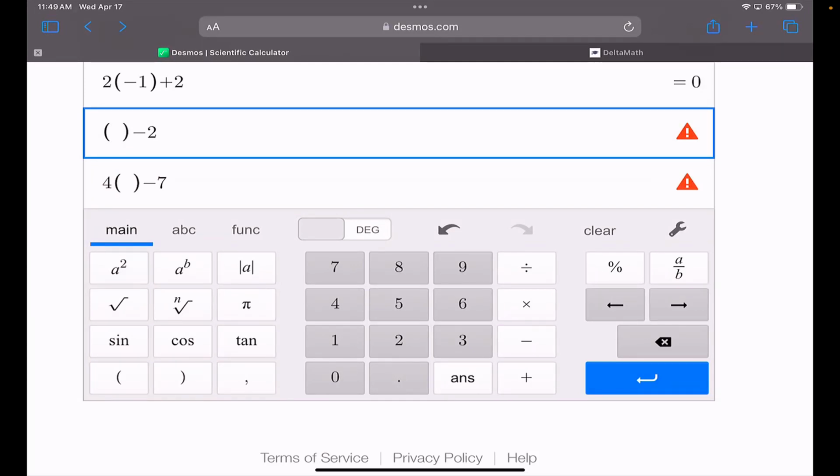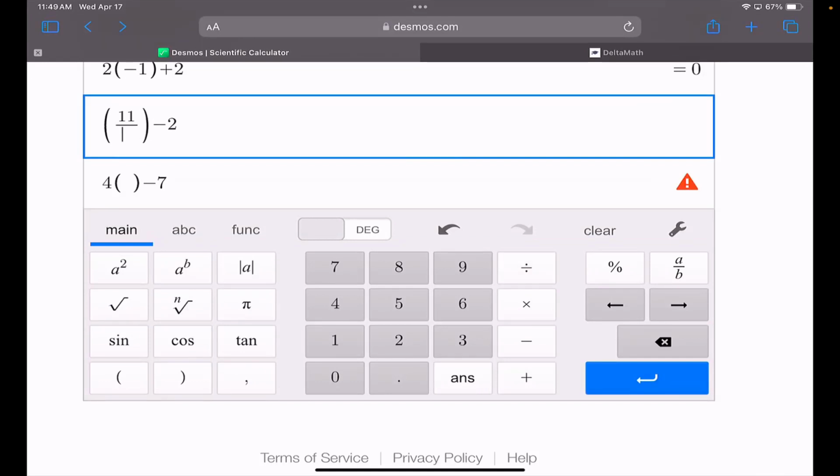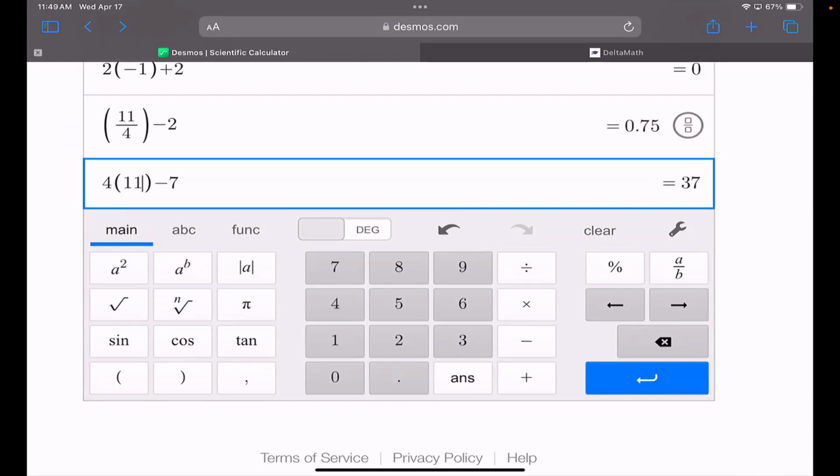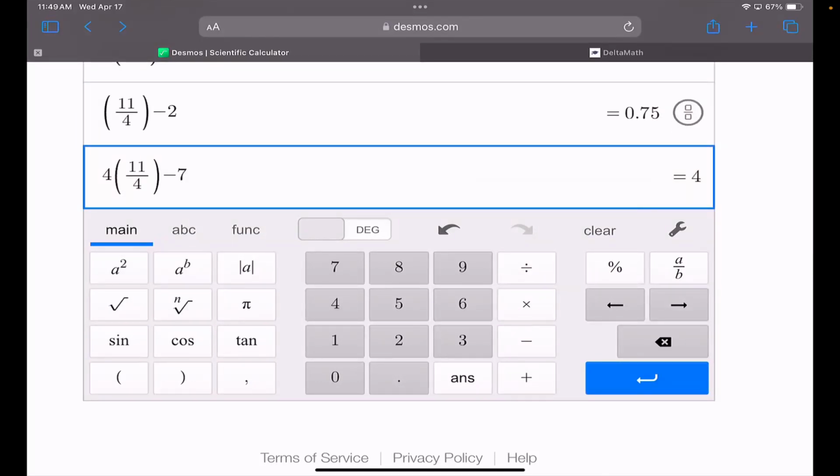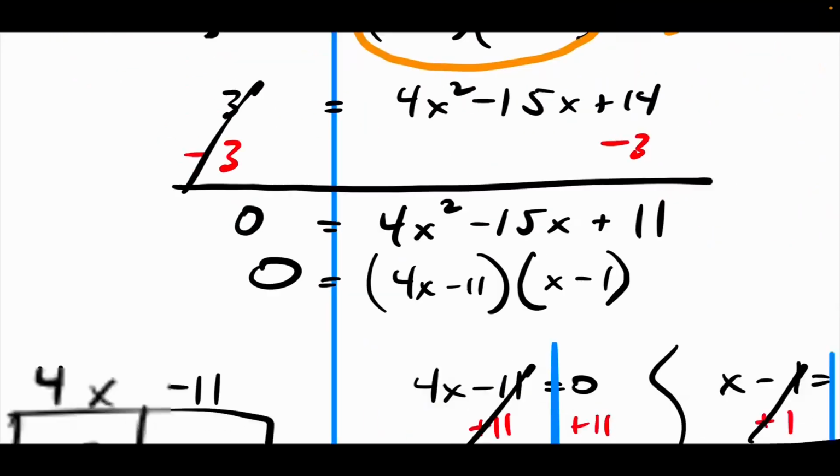So the first answer I got was 11 over 4. So I put in 11 over 4. I get positive 0.75. 11 over 4, I get positive 4. Those are okay. 11 over 4 is a perfectly good answer because I got positive logs.